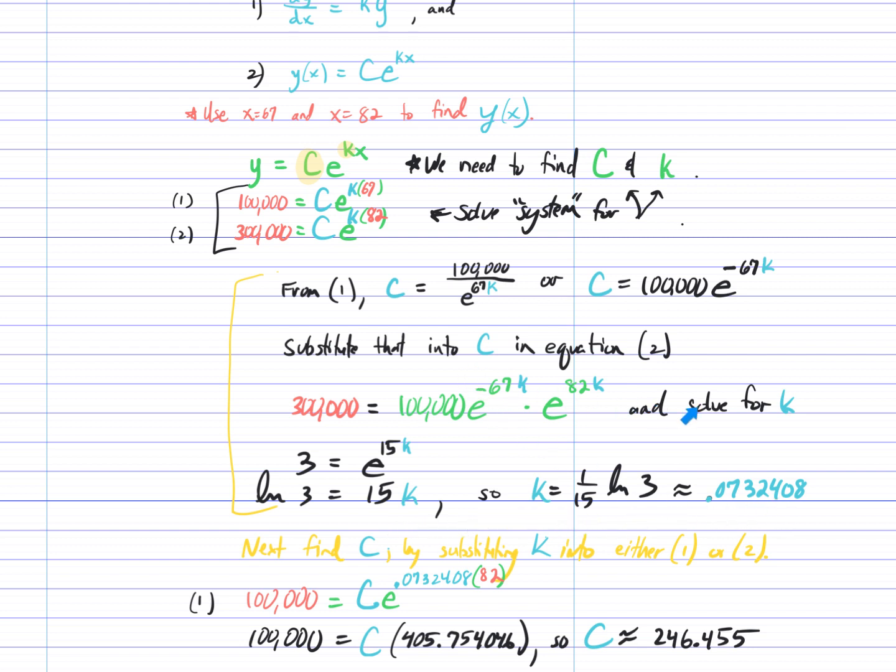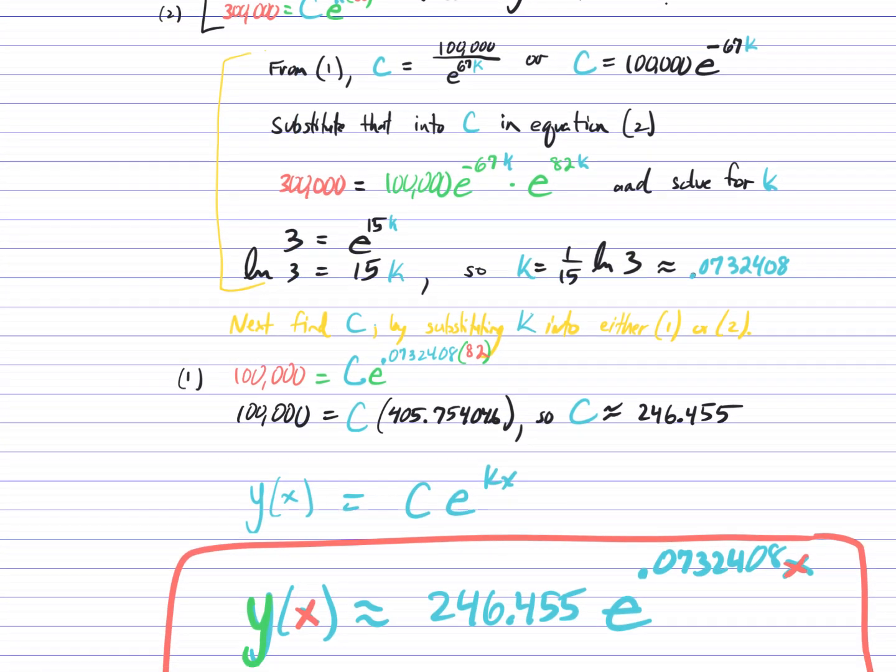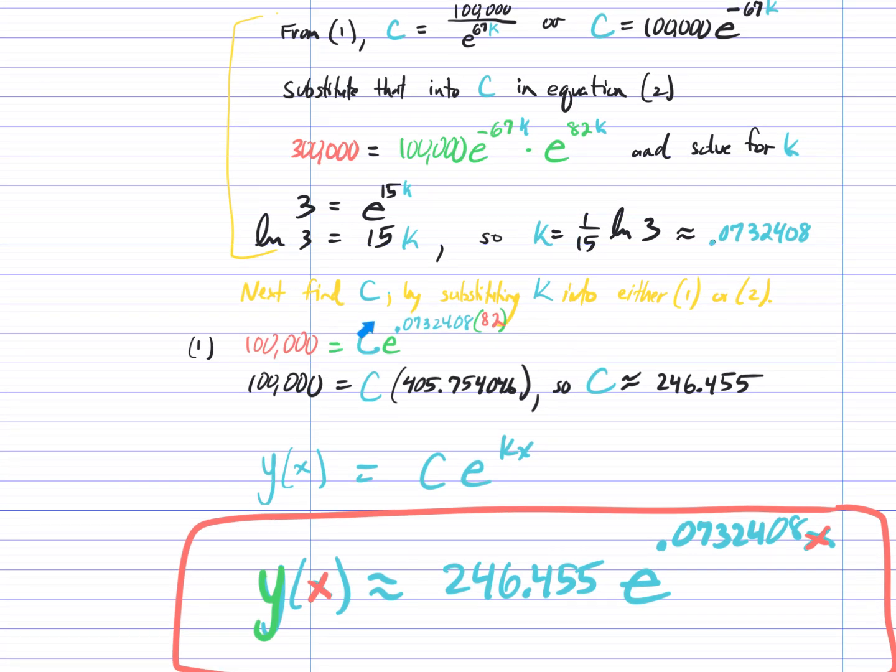Well, now we know k, but we still need to find c. So we'll take this k value and put it into either equation, doesn't matter which. And when we put that value into, let's say, equation 1, goes right there for k. We can easily solve for c. C is about 246, and so the equation is 246-ish times e to the kx power.